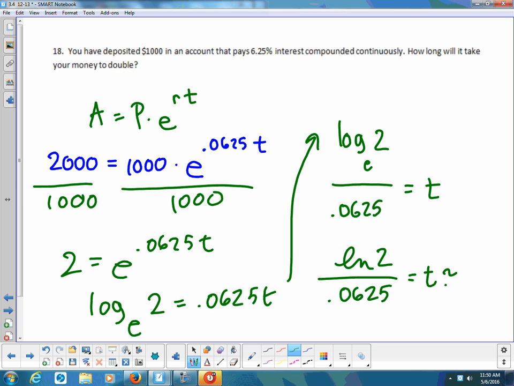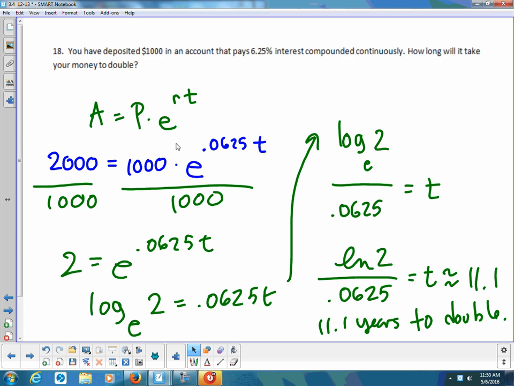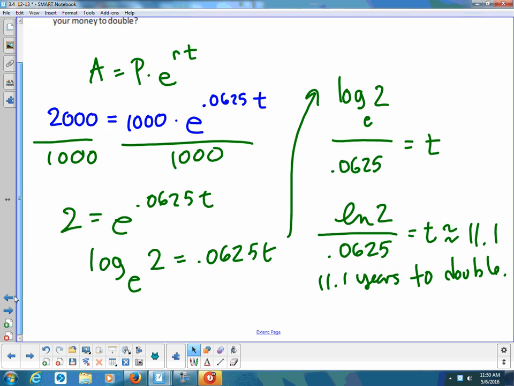I got 11.09. 11.09? Yeah. So about 11.1 maybe? Yeah. So it's going to take approximately what? 11.1 years to double your money. Are we okay with this? 11 years to double your money. That's a lot of time. Yeah, so if your interest rate is higher, will it take more years or less years? Less years. Okay.